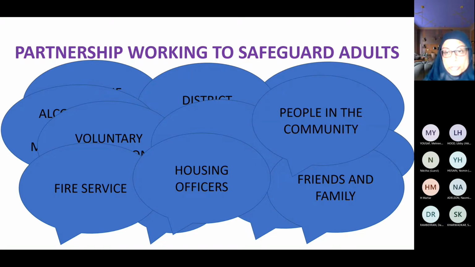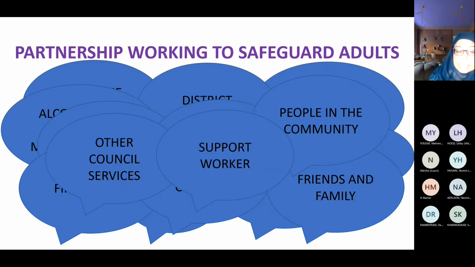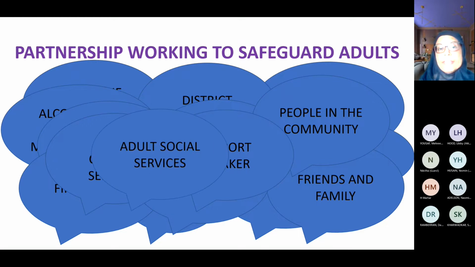People in the community, like the local shopkeeper, the park warden, if our adult patient goes to the library, even, you know, the local librarian, these kind of people in the community who are seeing our patients, any other council services, any other support worker from any organisation, and then finally adult social services. And the reason I include this slide is I want you to get a sense of all the blue bubbles that are stacked up upon each other.